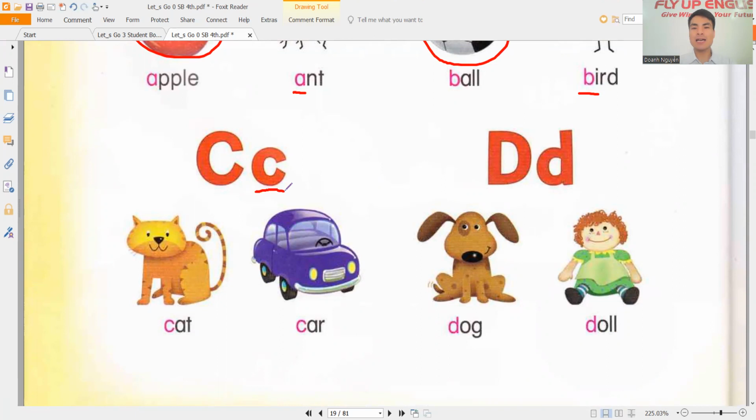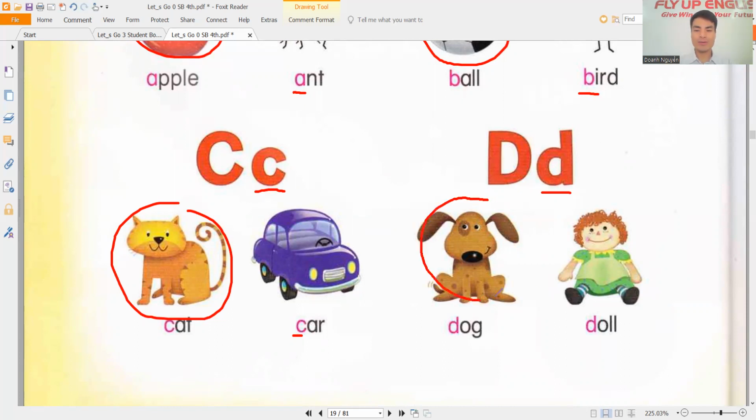Sound. Cat. Cat. Car. Car. Cat, cat. Car, car. Okay, now letter D, sound D.